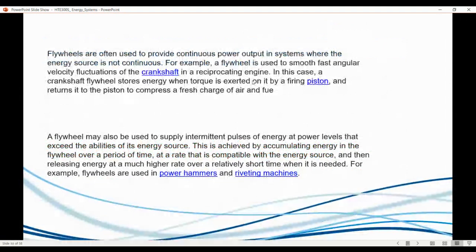So, what are flywheels used for? I'm not going to talk to this, it's from Wiki, but basically what I want to highlight again is that it provides continuous power output in systems where the energy source is not continuous, which is our input in our crank. It's also used to supply intermittent pulses of energy at power levels that exceed the abilities of its energy source. That's another example.